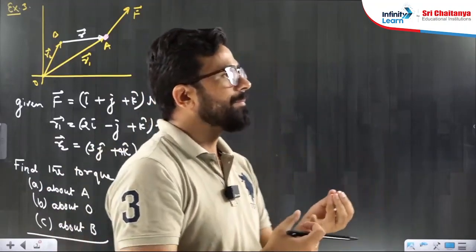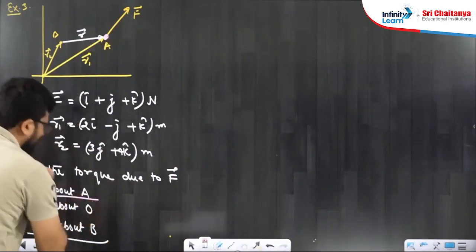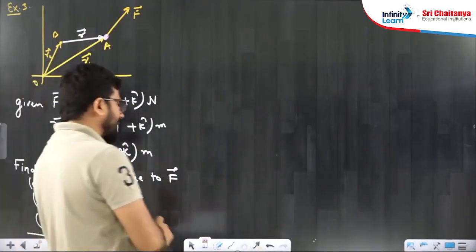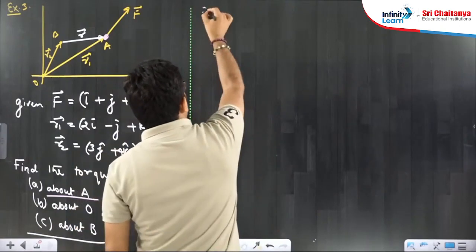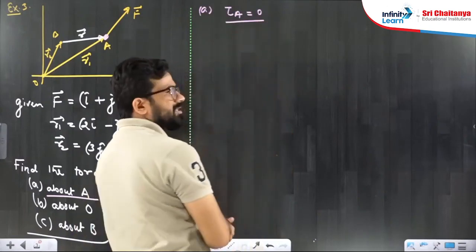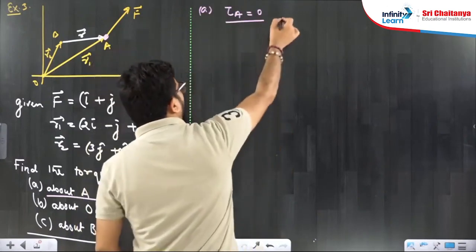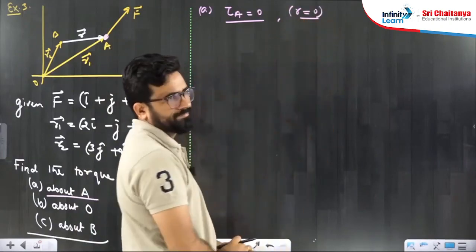That means what is happening? Now torque becomes 0. So if I ask you what is the torque about A, there is no need to calculate directly; you can say the torque about A is equal to 0. Nothing has to be calculated because R is 0. There is no R vector.